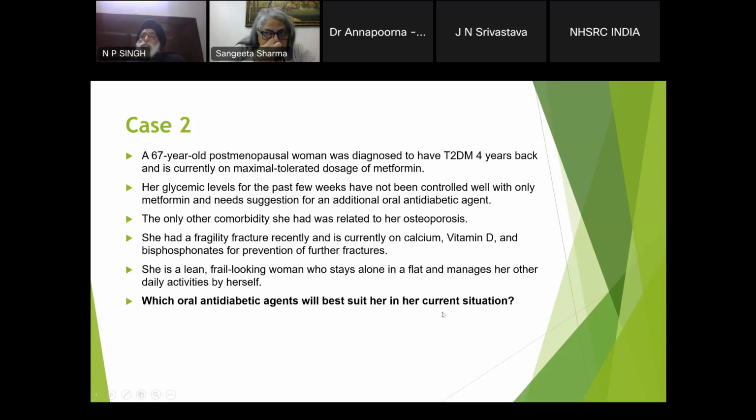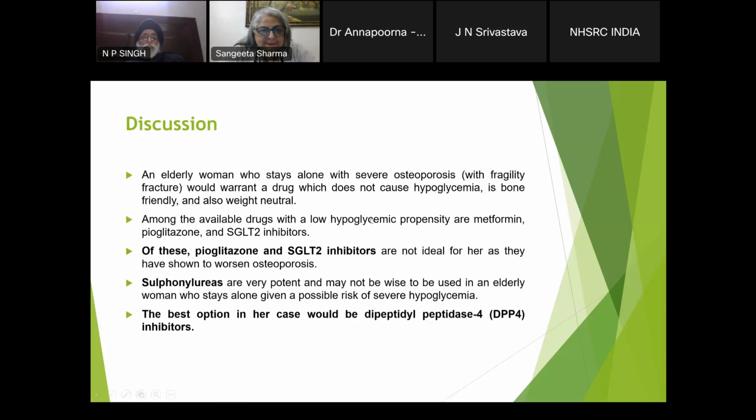So any answers? Insulin. Good. So again, as I said, the patient has severe osteoporosis. Among the available drugs with low hypoglycemic propensities are metformin, pioglitazone, and SGLT2 inhibitors. But both of these drugs have been shown, as a long-term effect, to worsen osteoporosis. So, in such a case, sulfonylureas are potential options, but they can cause hypoglycemia.